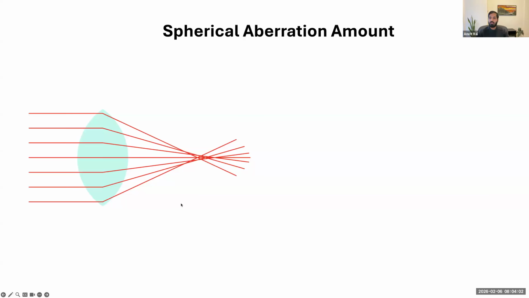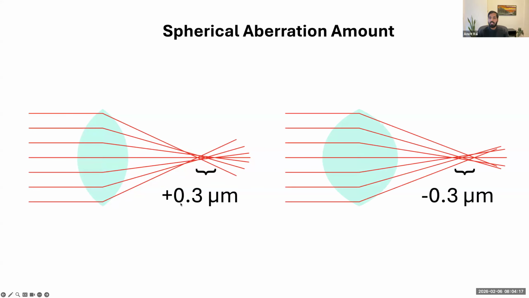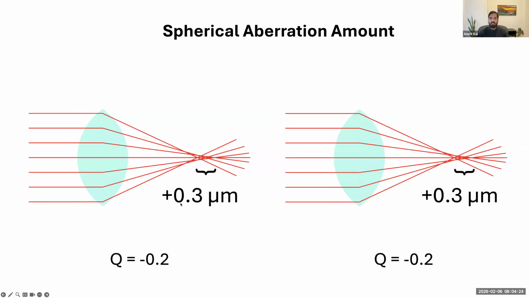And what about spherical aberration? Where does the number actually come from? It's simply the distance from the focal point of the most distal rays to the focal point of the most paraxial rays. So in this case, for this example, let's say plus 0.3 microns. And in the case where the distal rays focus further than the paraxial rays, then the spherical aberration will be negative. Now let's take a look at two identical lens systems.